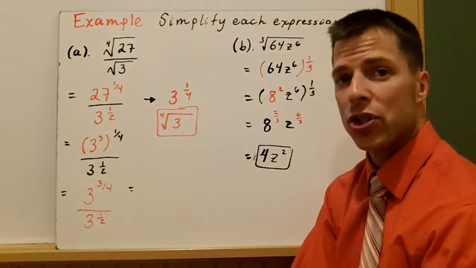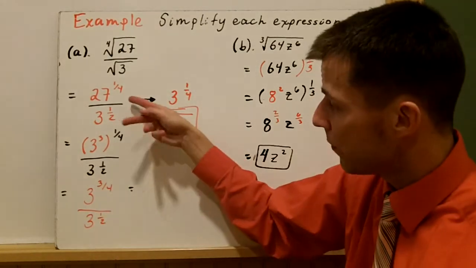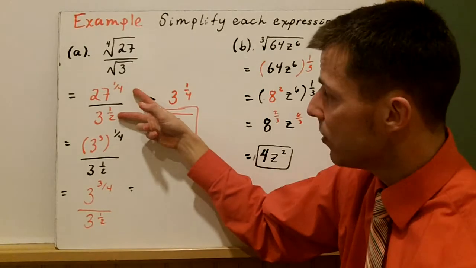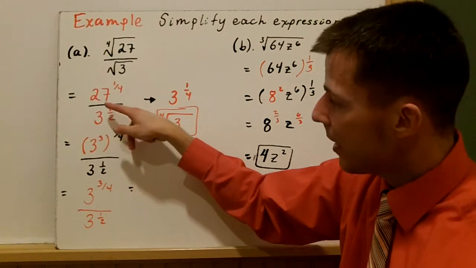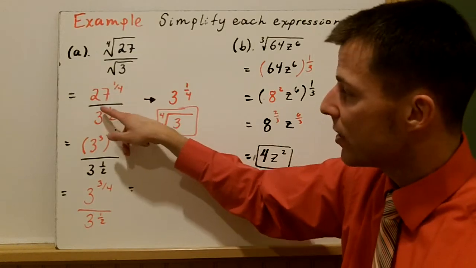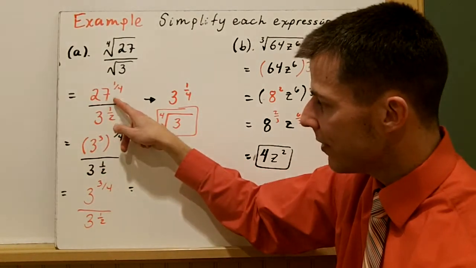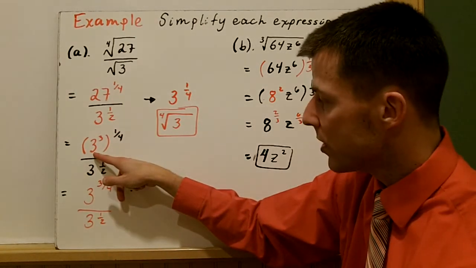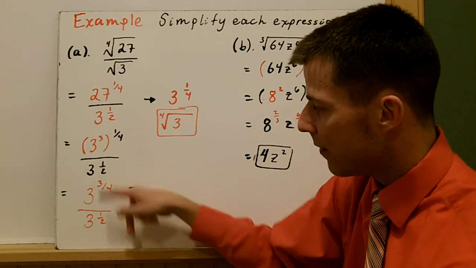I can, however, change those into equivalent forms, and I do. I write them in exponential form. That's what you see in step 2 here: 27 to the 1/4 over 3 to the 1/2. Now, I still can't divide these out because they're not the same base. So again, be careful. But 27 is 3 cubed. So notice in the next line, I have 3 cubed to the 1/4 over 3 to the 1/2.